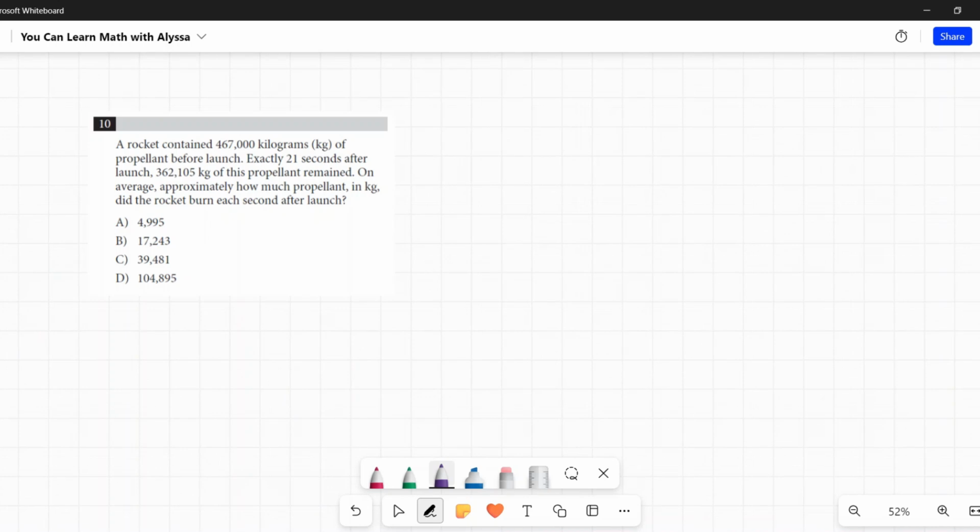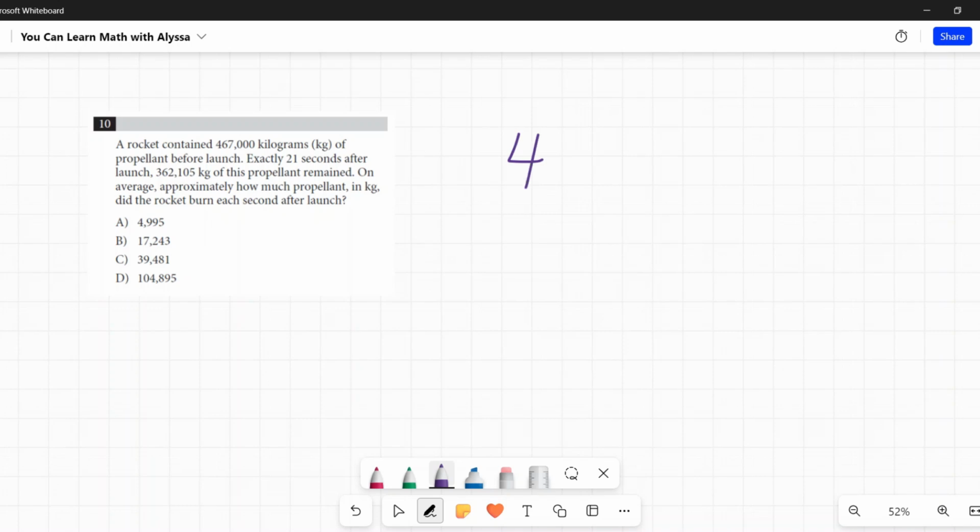Number 10. A rocket contained 467,000 kilograms of propellant before launch. Exactly 21 seconds after launch, 362,105 kilograms of this propellant remained. On average, approximately how much propellant in kilograms did the rocket burn each second after launch?